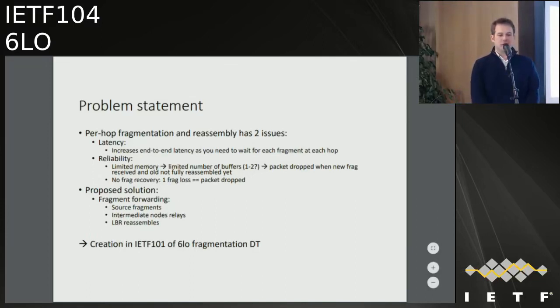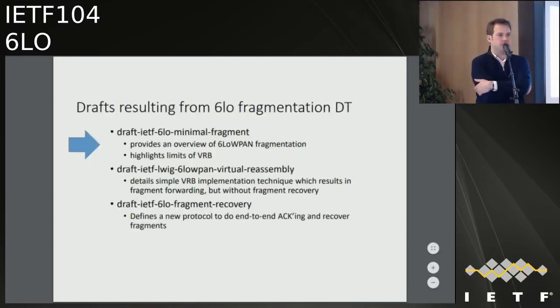In IETF 101, we created the 6lo fragmentation design team that is now closed, because the three drafts it generated were adopted by two working groups. There are two drafts in the 6lo working group and one draft in the LWIG working group. The draft I'm talking about is the first one, which gives you an overview of 6LoWPAN fragmentation and highlights the limits of virtual reassembly buffers. That is the mechanism defined in the second draft, an LWIG draft, which Carsten is leading.